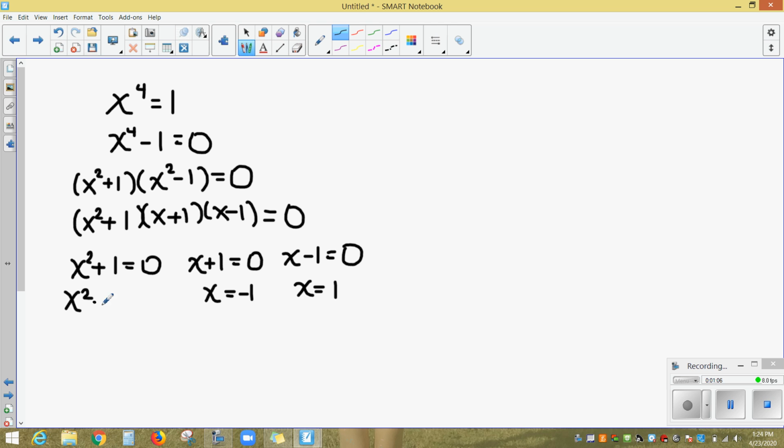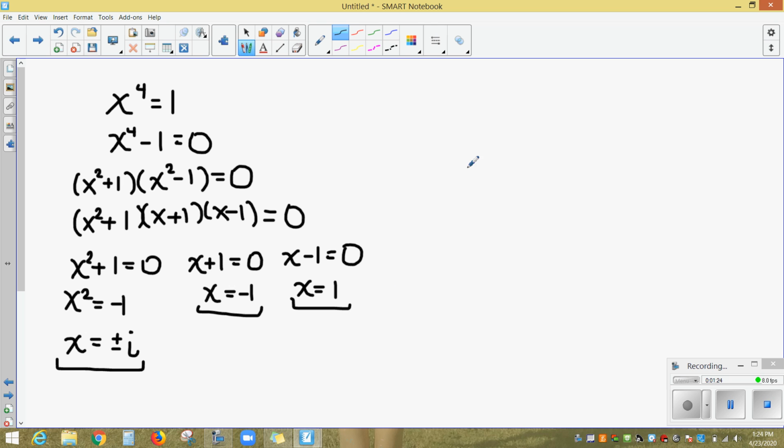And then our other 2 solutions are going to be complex numbers. And in all fairness, all 4 of these are complex solutions. Any real number is also a complex number. Okay, here's 1, 2, 3, and 4.